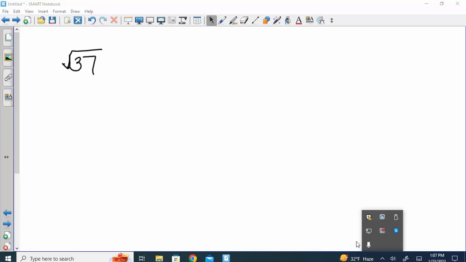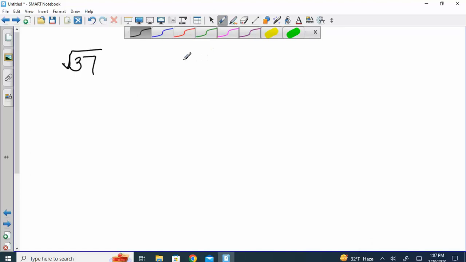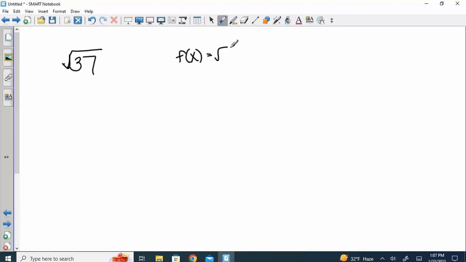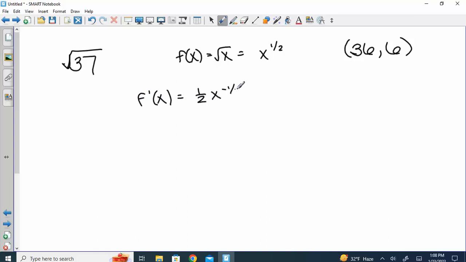So our function would be the square root of x, or you could write it as x to the 1/2 if that's easier for you. What's the nice point we would use? If you plug in a 36, you get out 6. So there's our point. We need a slope. So the slope is the derivative. So the half comes down, subtract 1 from the power. That's like 1 over 2 square root of x. So to get the slope, what am I plugging in for my x? So I get 1/12.